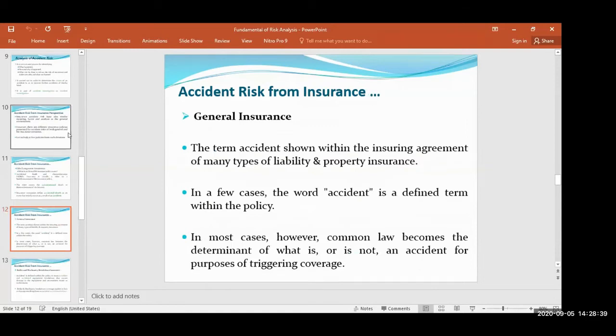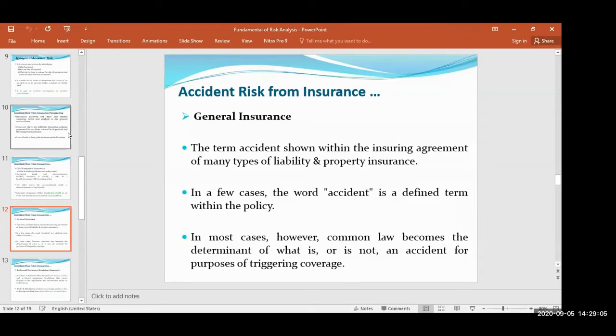When you come to general insurance, we can see it in two ways, in liability and property insurance. In few cases, accident is defined as a term within a policy. In some policies, accidents are defined. In some other insurance policies, accidents are not defined. In most cases, however, common law becomes the determinant of what is or is not an accident for the purpose of triggering coverage.